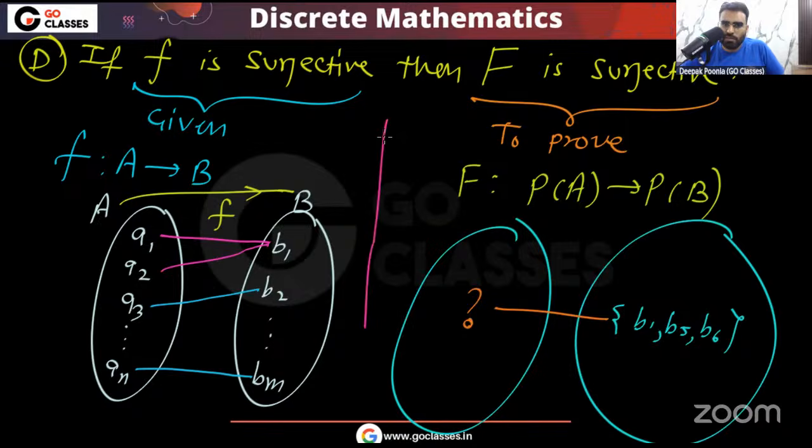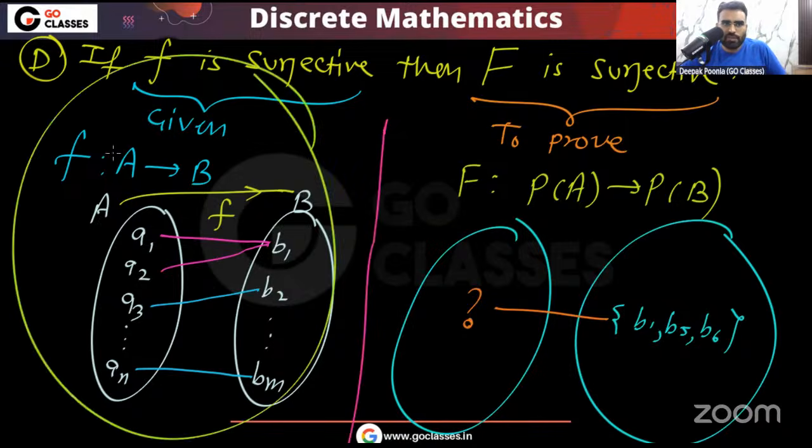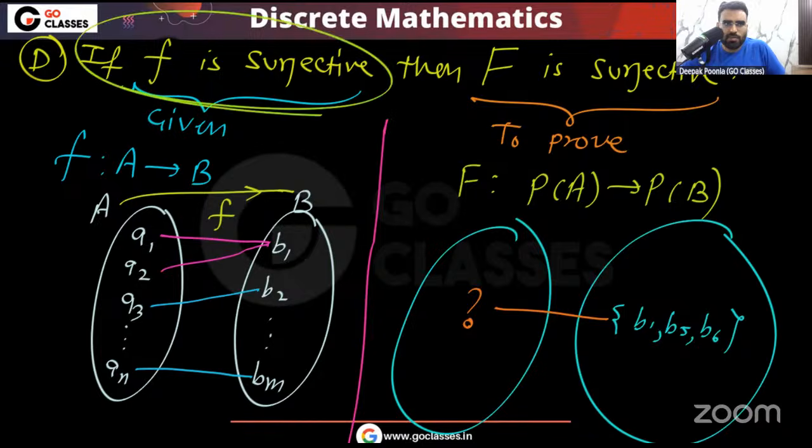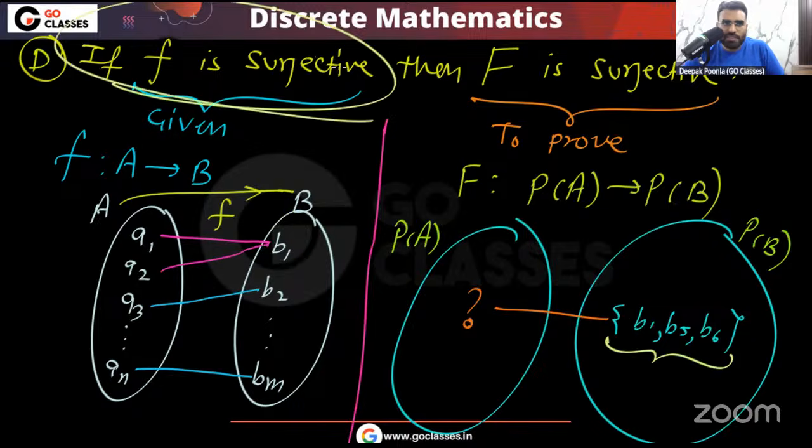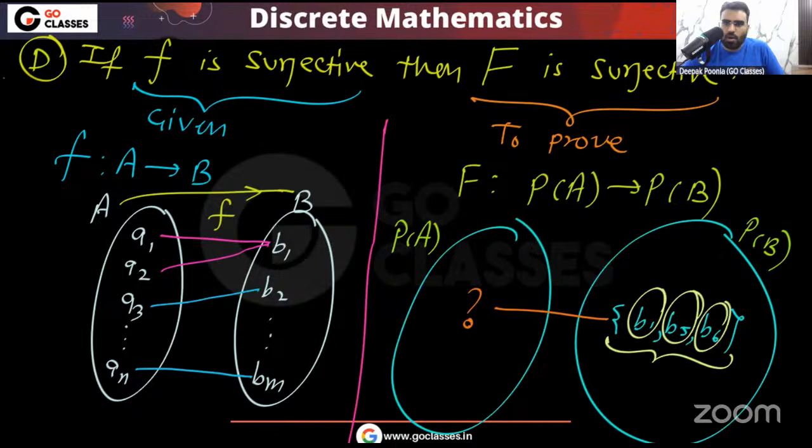Okay, is this point clear? It is given that small f is surjective. Now I need to prove that capital F is surjective. Capital F is from PA to PB. I need to prove that in PB, whatever element you take, that will have at least one preimage in PA. So basically, I need to find the preimage of B1, B5, B6. This is very easy. You already know that B1 has a preimage because small f is surjective. So every Bi has a preimage. B1, B5, B6, all of them have a preimage.